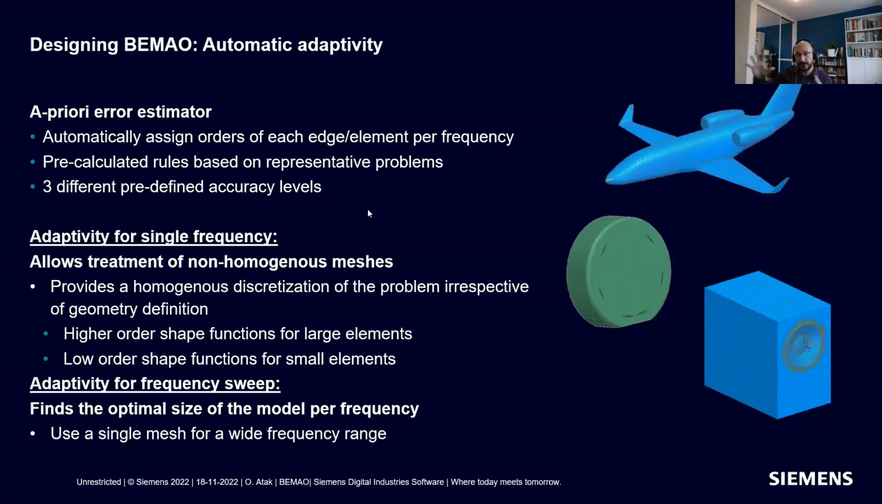Now there are two adaptivity concepts here: adaptivity for single frequency, and adaptivity across frequency. For single frequency, you can feed a non-homogeneous mesh, like you can see here, and the solver will automatically assign orders. For the larger elements, it will assign high order shape functions. For the smaller elements, it will assign lower order shape functions. That would be the adaptivity for single frequency. But as you go through the frequency sweep, to higher or lower frequency, because of the per frequency, per edge algorithm, the solver will also find the most optimal size of the model for that frequency.